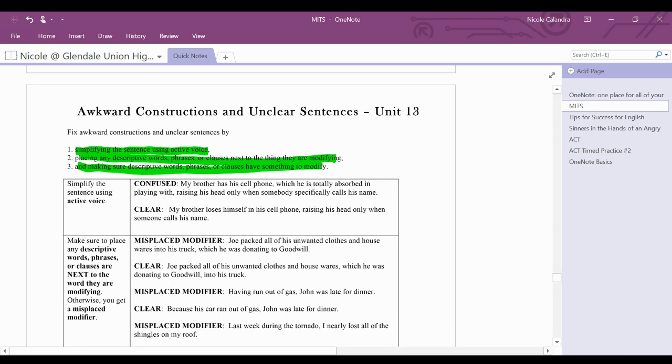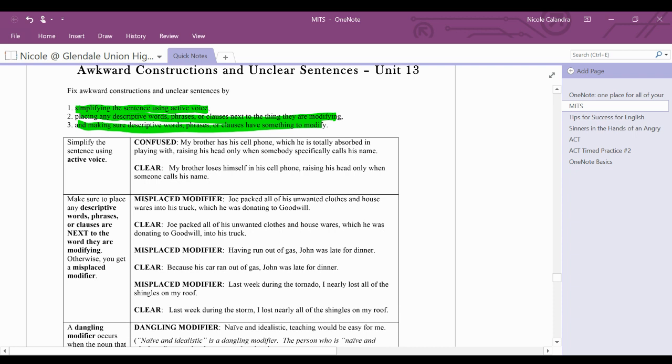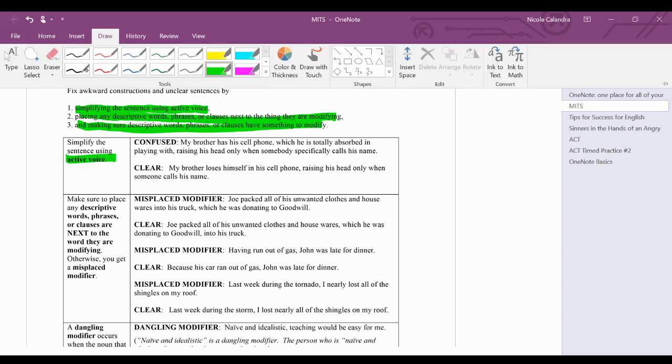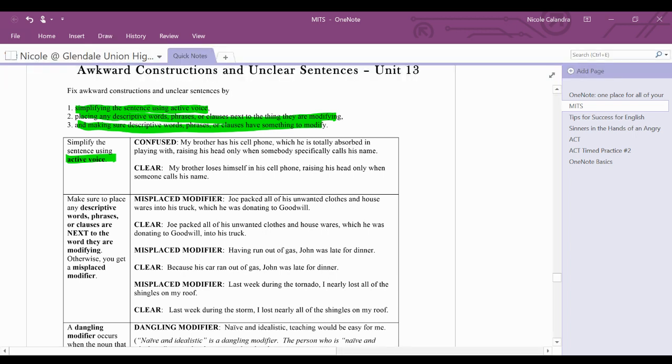The first one is simplifying the sentence using active voice. This is the one that we've worked the most on. So active voice is you want an action verb, something actually happening, and not being, passive. So let's look at one way to write it. My brother has his cell phone, which he is totally absorbed in playing with, raising his head only when somebody specifically calls his name. First of all, that's wordy anyway.